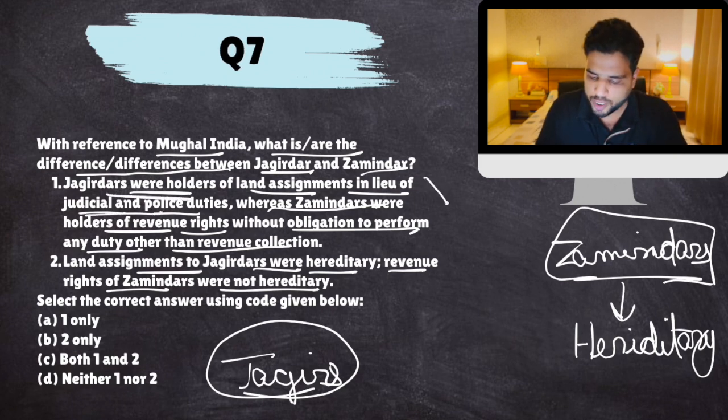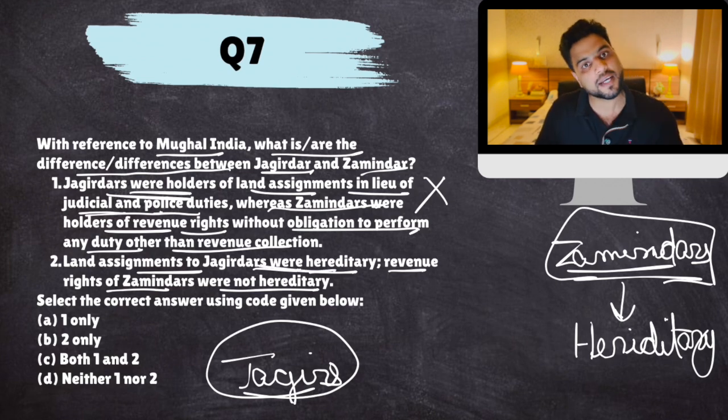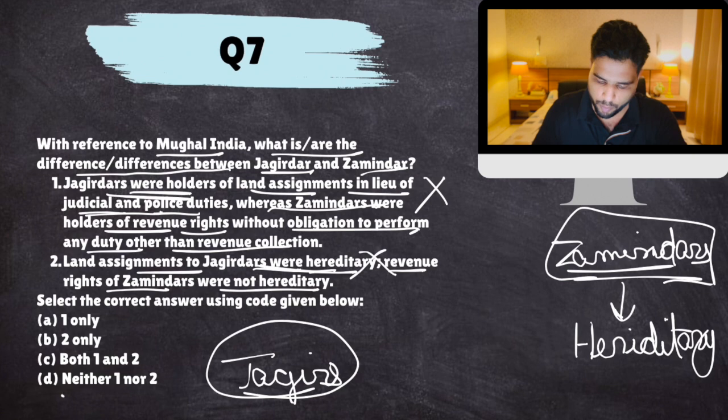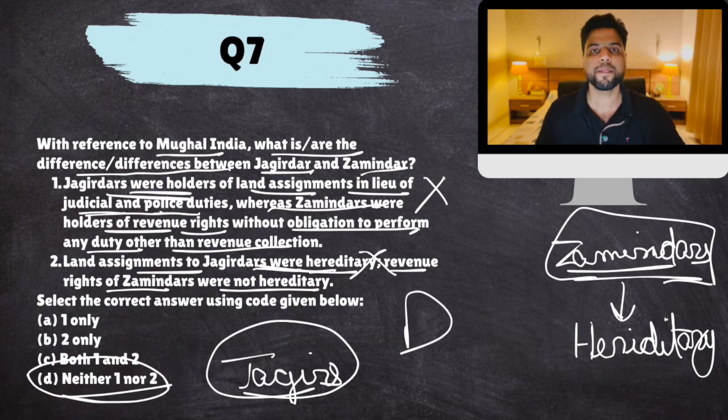Jagirdars performed judicial and police duties? No, Zamindars did. Jagirdars were hereditary? No, Zamindars were. Jagirdars were not. Both are incorrect. Okay, next.